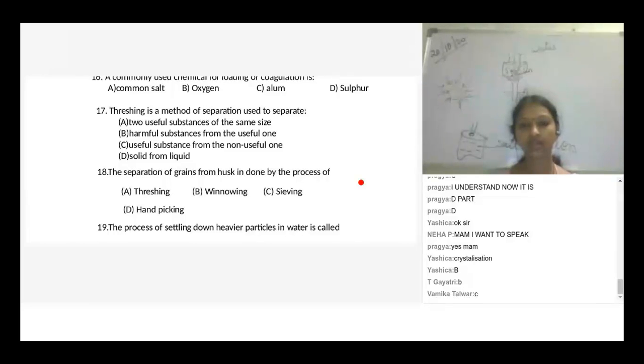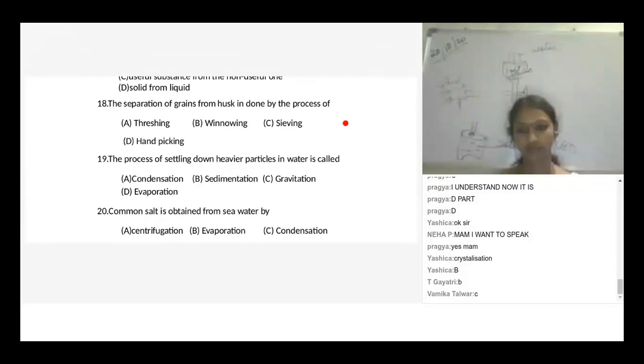Next, crushing is a method of separation used to separate. Tell me the answer. Ma'am, crushing is the method used to separate, ma'am, C part, the useful substance from the non-useful one.